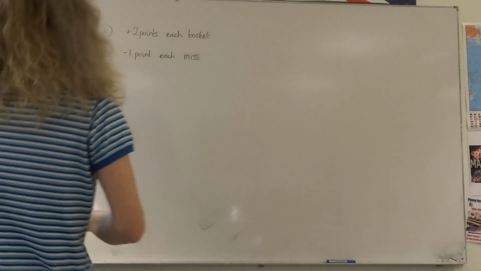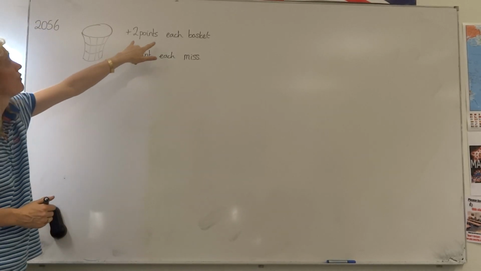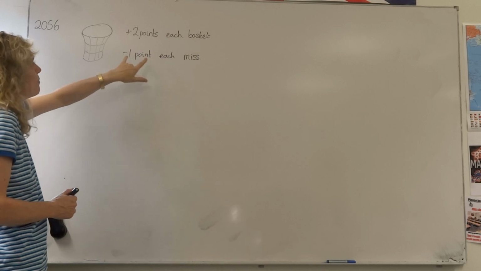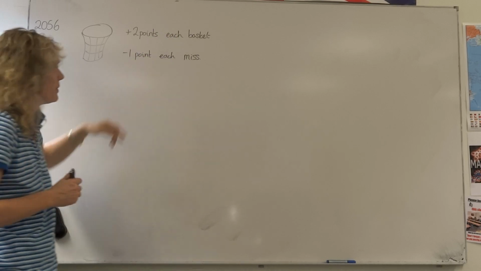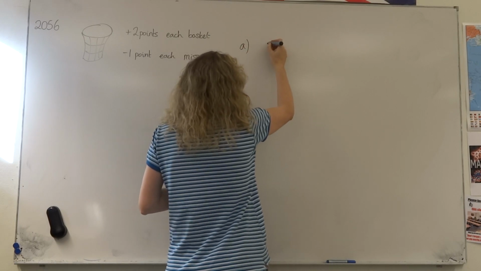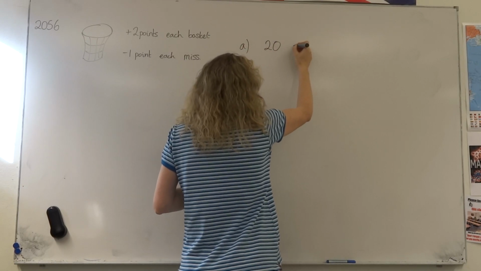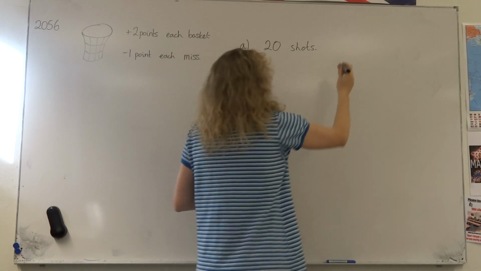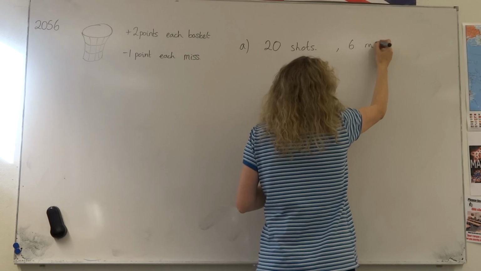So in this question, you get 2 points for every hit you get, every basket you make. And you get -1 point for every miss. And in the first part, it tells you that the child has 20 shots at the baskets. And she gets 6 misses.